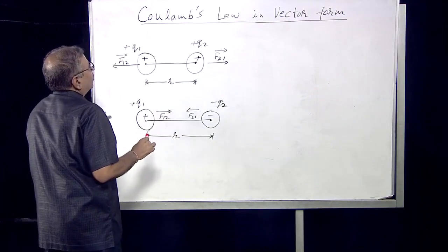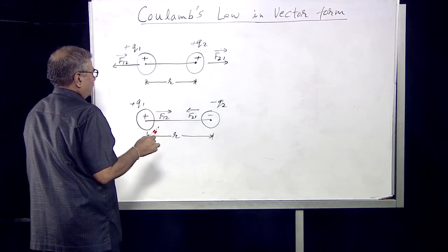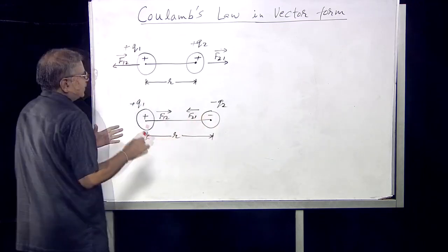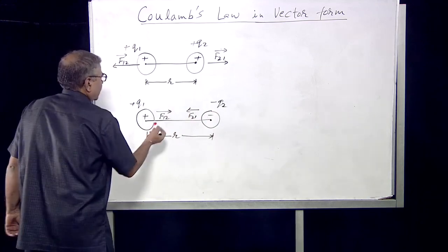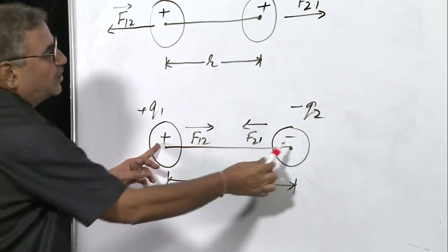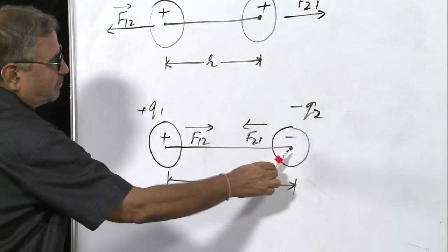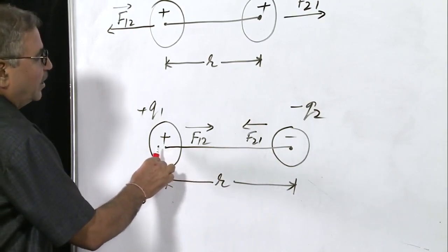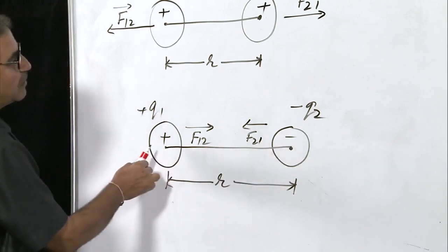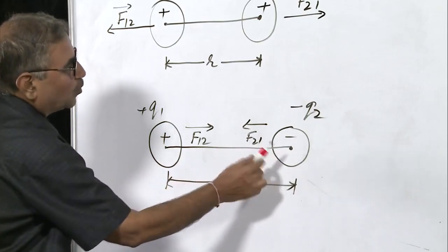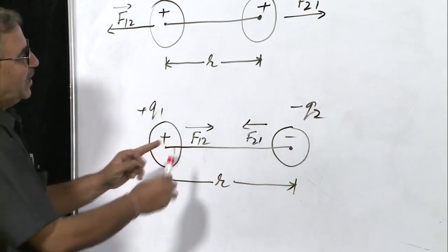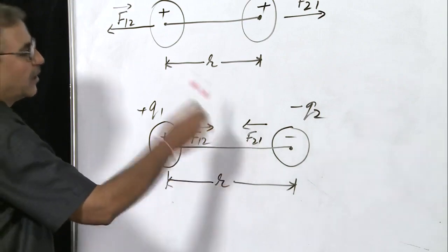Now, if one of the charges is negative charge, means Q1 is positive charge and Q2 is a negative charge, then what happens to the forces between these two charges? Now, this is F12, this will be a force of attraction now, because this is positive charge and this is negative charge. So, it will be attracted towards it. So, F12 will be in the direction from left to right, and negative charge will be attracted by this positive charge. So, force on 2 due to this charge 1 will be from right to left. Again, you can see that F12 and F21 are oppositely directed.